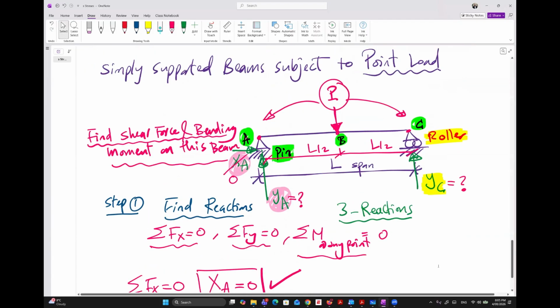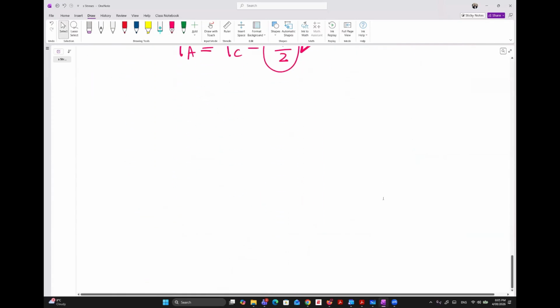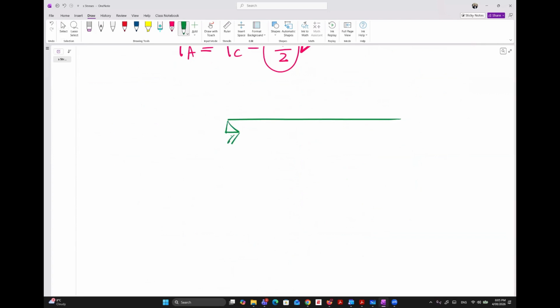So what I want you to memorize or to understand, if we have a case like this, so what is the case we have? We have one force in the middle. So if we have one force in the middle, the two reactions will be equal, half of the force on the left, half of the force on the right.